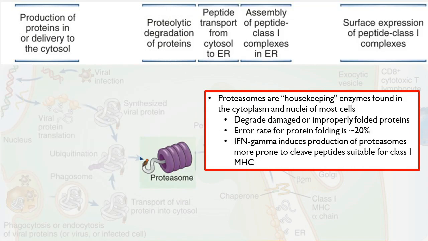Now, the first step in processing these large protein antigens is to encounter proteasomes. Proteasomes are housekeeping enzymes found in the cytoplasm and nuclei of most cells, whose main job is to degrade damaged or improperly folded proteins. Now, the error rate in protein folding is incredibly high, around 20%. So proteasomes' main job is really just to clean up things that the cells have done wrong in the first place. It's not necessarily to process pathogens or viruses in the cytoplasm. Now, while proteasomes are around at all times just for these general housekeeping functions, their expression is increased by the cytokine IFN gamma, which makes production of proteasomes more prone to cleave peptides suitable for class 1 MHCs.